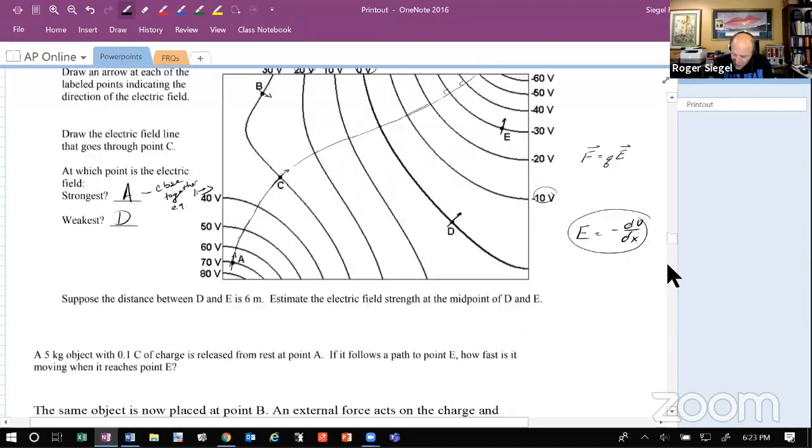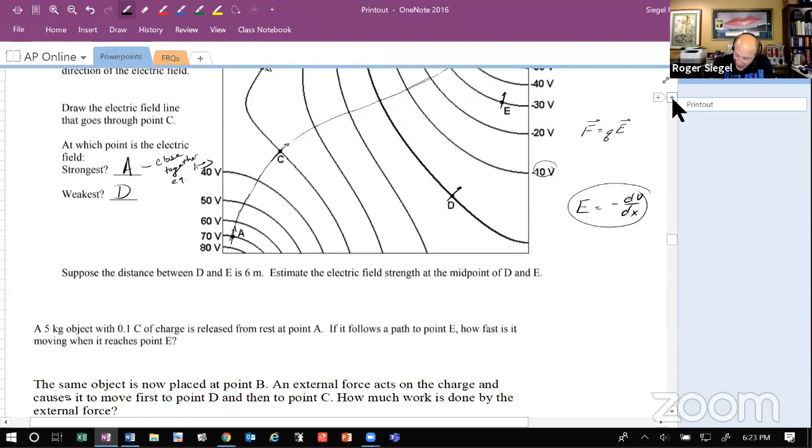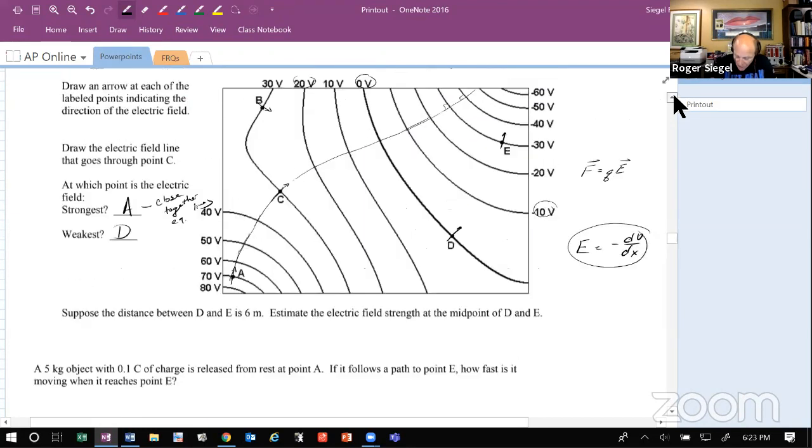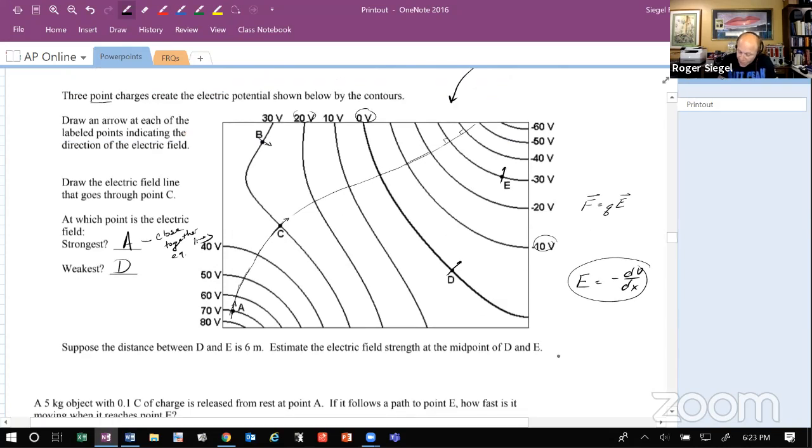All right, let's go. Suppose the distance between D and E is 6 meters. Estimate the electric field strength. Now look, electric field strength is, in a calculus sense, equal to negative dV dx. And that's in one direction. We'll do one direction at a time. Well, if we approximate that, we can say that the electric field approximates to the change in voltage, that's not velocity, that's voltage, over the change in x.